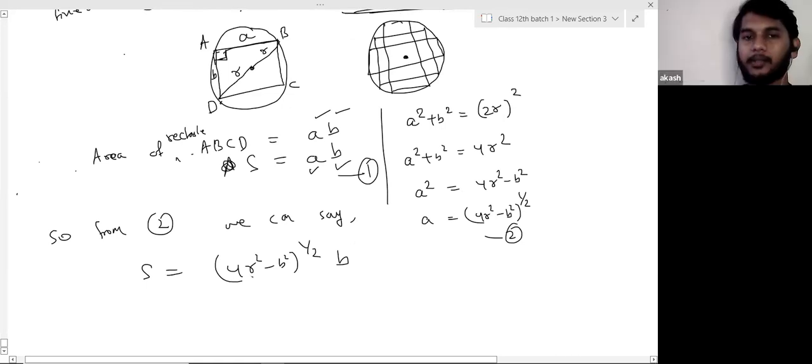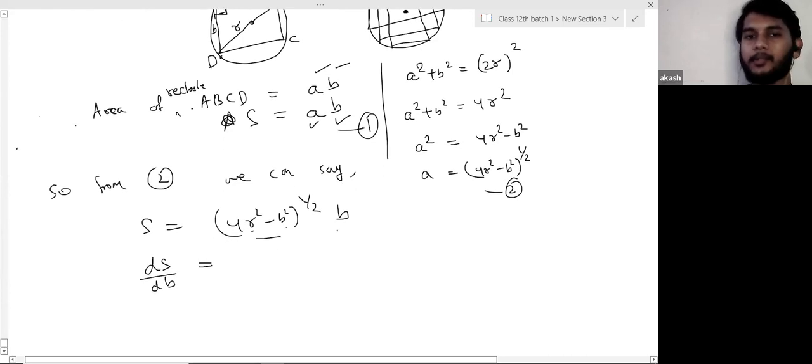So here r is a constant and b is the variable, because they have told you this circle is a given circle. That means this circle will not change. So r is a constant. So to maximize, we have to differentiate this, ds by db. So how to differentiate this? We have to use the product rule, this into this. So we can write b into the differentiation of 4r square minus b square to the power half, plus 4r square minus b square to the power half into the differentiation of b.